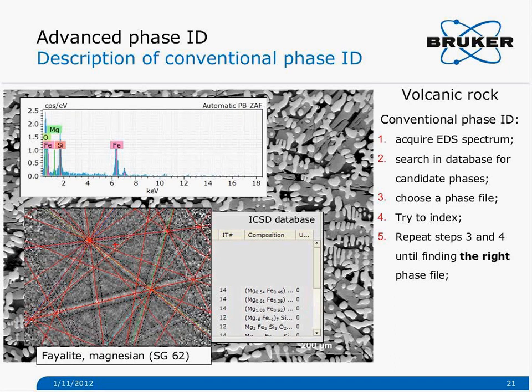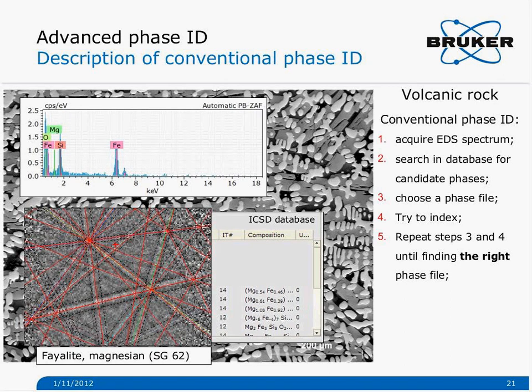And of course, these first 5 steps only identify one phase. If the sample contains more than one phase, then all steps above, from 1 to 5, have to be repeated until all the phases have been identified. So the more phases you have, the more time you will have to spend at the SEM before launching the measurement.